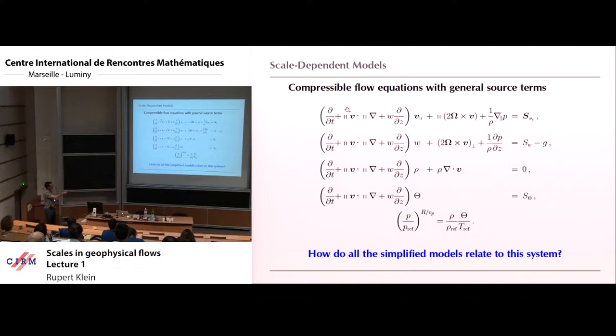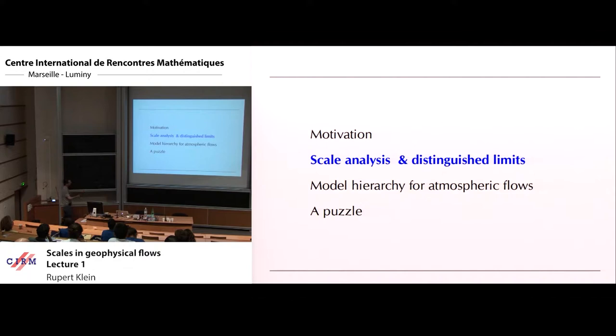This is the full set of equations that one would think are the truth for the atmosphere, and how do we get systematically to the reduced equations without making a priori assumptions about the length scale of a phenomenon or something, but get to something that's universal for the entire atmosphere on Earth? That was the goal. And here we go, scale analysis and distinguished limits.